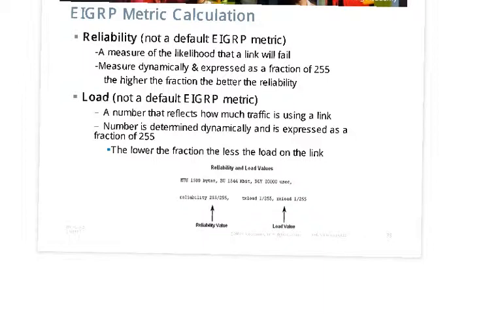On the other side, the load, again, this is a non-default value for the EIGRP metric, and it's a number that reflects how much traffic is using this link. Again, this is real-time information. It's dynamically calculated based on the traffic that goes on within the system. And again, it's measured as a fraction of 255, and in that case, the higher this fraction is, the more load on this link, which means that the link is loaded, which means that the cost is higher. So these are the different parameters that we use for calculating the metric for EIGRP.